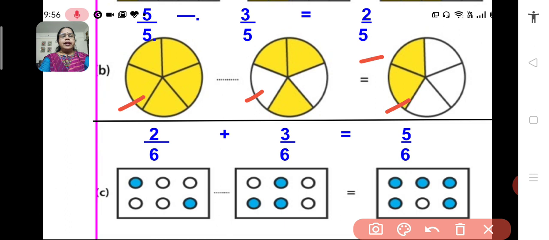Here in the next figure, we have 2 upon 6. This fraction is 2 upon 6. This represents 3 upon 6. When we add them, we simply add the colored balls. How many colored balls are there? They are 5. So, what will be the fraction? It will be 5 upon 6.